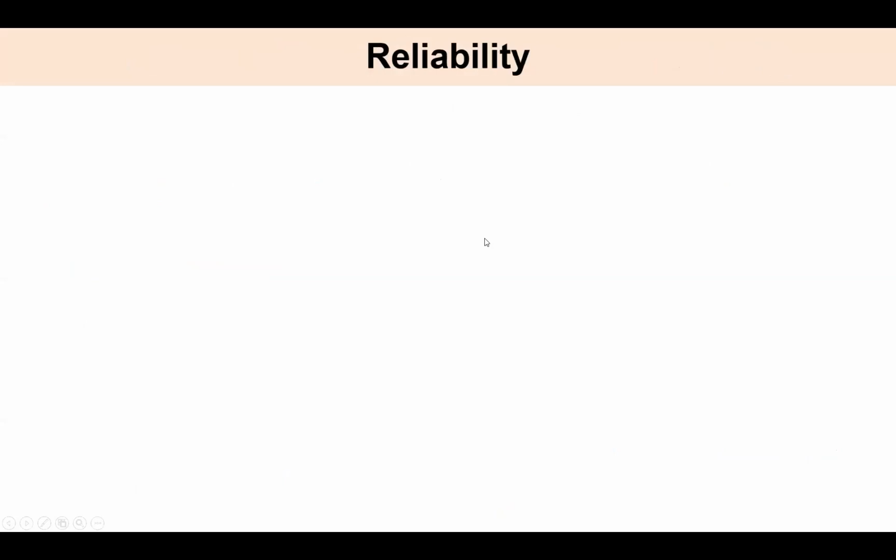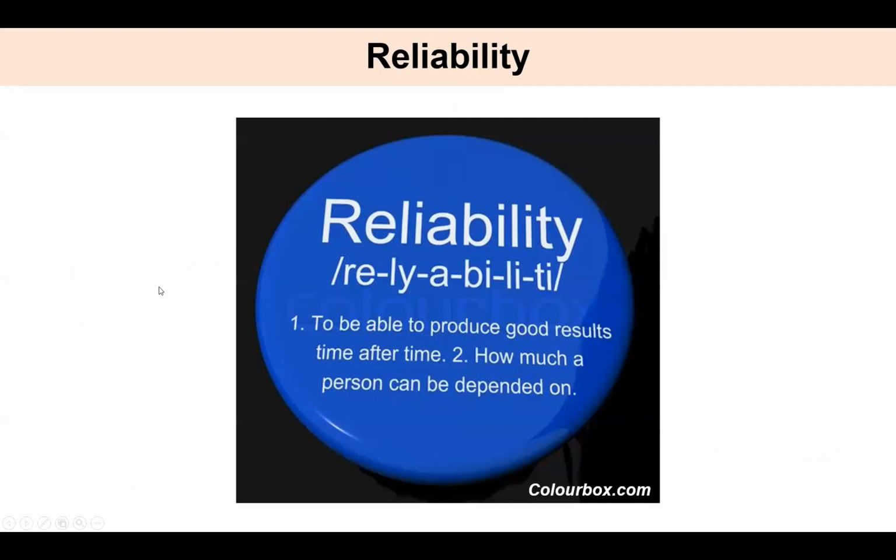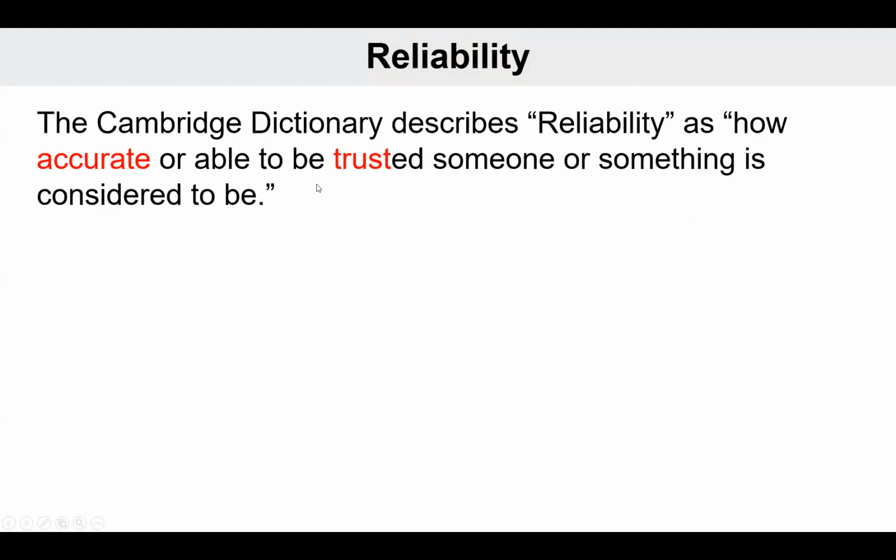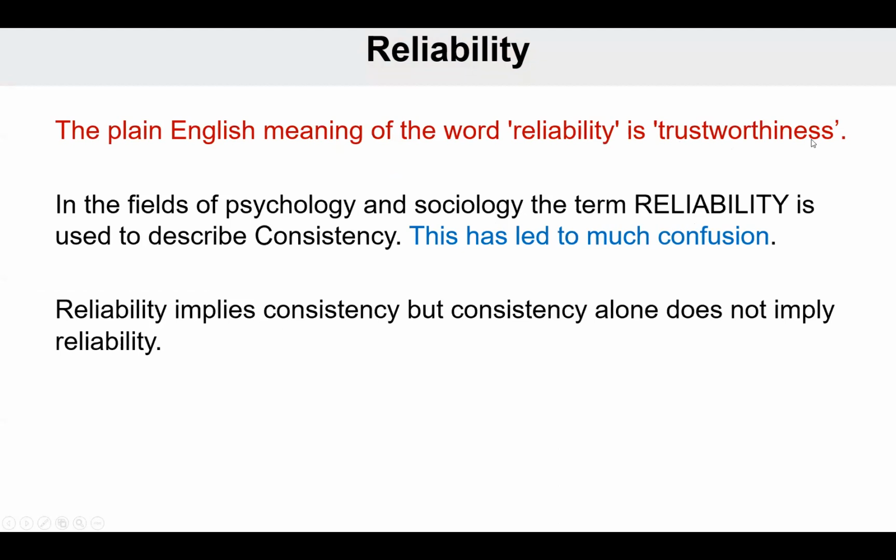So what is reliability? We have used the word reliability all along. The federal rules talk about reliability, but it's not very easy to give a precise definition. The one that seems to make sense is to be able to produce good results time after time. So a system is reliable if it rarely makes mistakes. So that's an easy way to think about it. You can also look at the dictionary meaning. So here I pulled out from the Cambridge Dictionary, which talks about reliability as how accurate or able to be trusted someone or something is considered to be. So trust is another aspect of reliability. So the plain English meaning of the word reliability is trustworthiness.